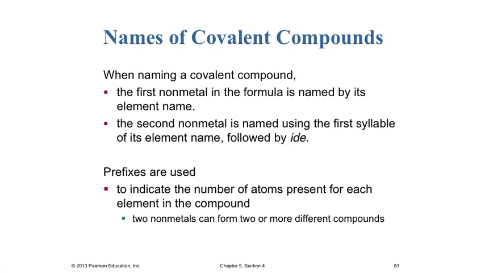Okay, now we're going to talk about naming covalent compounds. Remember, covalent compounds are between two nonmetals. So you're going to name the first nonmetal, and then you're going to name the second nonmetal. The second nonmetal is going to end in ide, just like when we're naming ionic compounds. But with covalent compounds, we use prefixes to indicate the number of atoms present in each element.